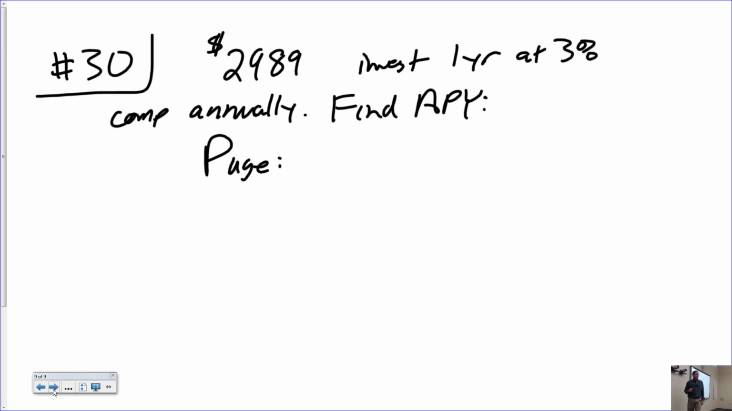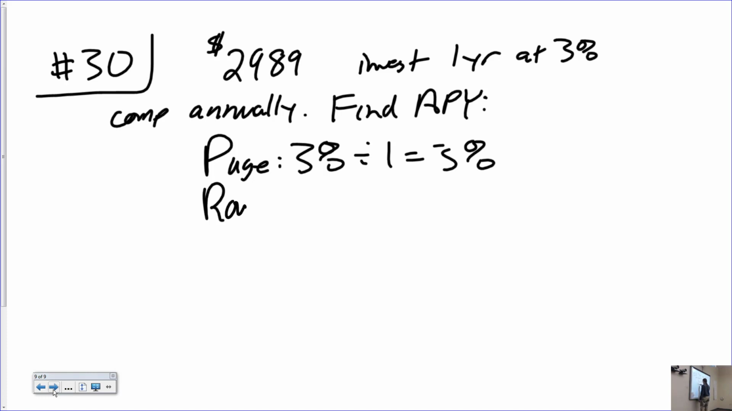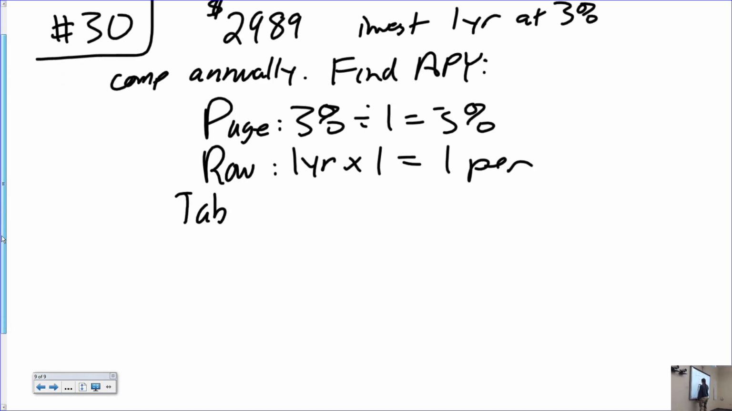What page are we going to go to, guys? 3%. Why 3%? It's 1 annually. It's 3% divided by 1, it's 3%, right? Because we're compounding annually. What row are we going to go to? How many periods are there? 1, because there's 1 year, 1 period per year. It's a little weird, but just bear with the question. So what's the table entry? 1.0300. And what is that written as a percent?